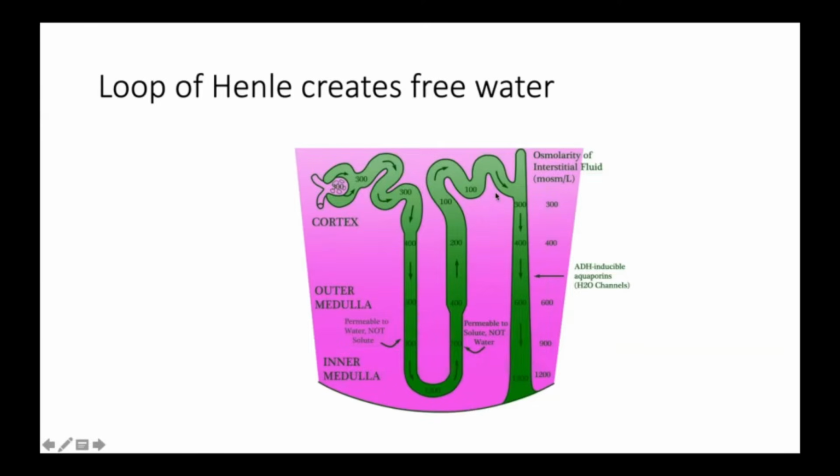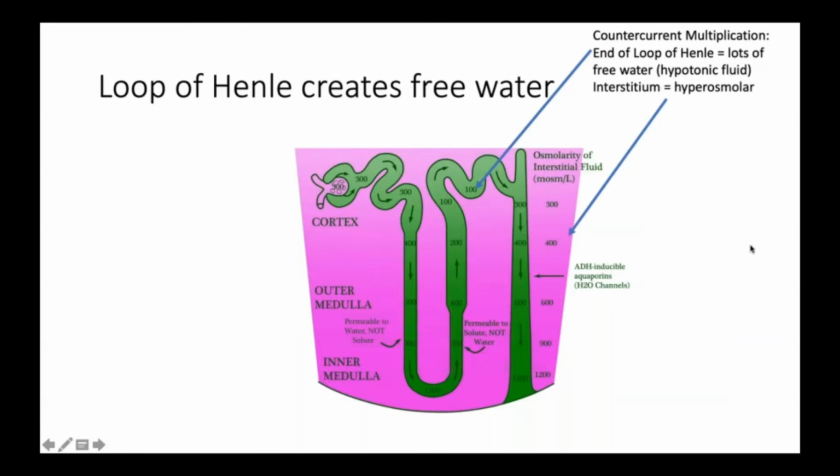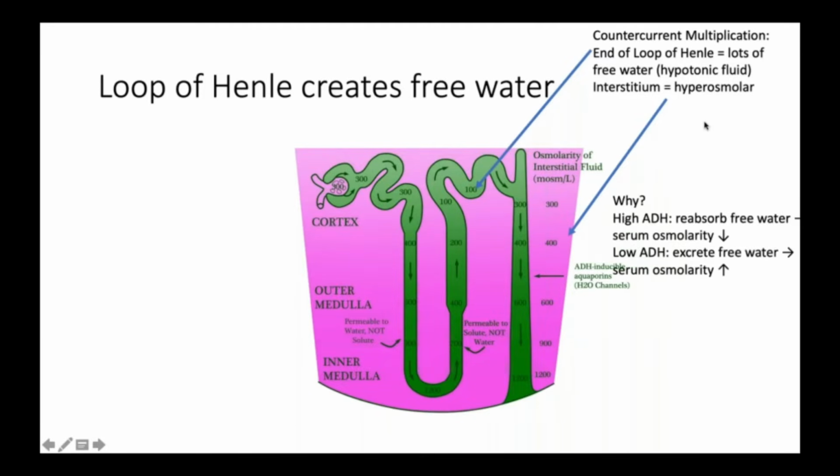So again, loop of Henle creates free water and causes your interstitium to be hypertonic. This is the whole point of what we're talking about, so that you can have a choice of what to do with that free water once it gets to the collecting duct. Okay, questions so far? You guys like tired of loop of Henle? Hopefully this makes sense, right?